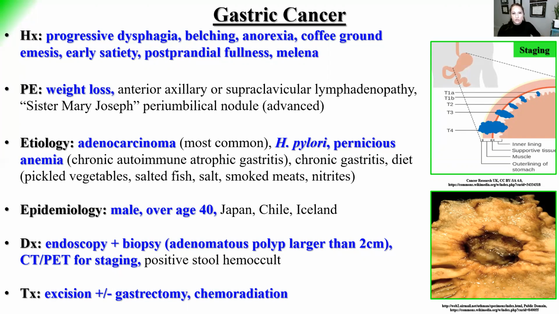Treatment for this is excision plus or minus gastrectomy, just depending on the staging, and then chemoradiation depending on the staging. But key points on this one: feeling full too quickly, always feeling full, weight loss, those secondary symptoms, and remember, adenocarcinoma for this one.